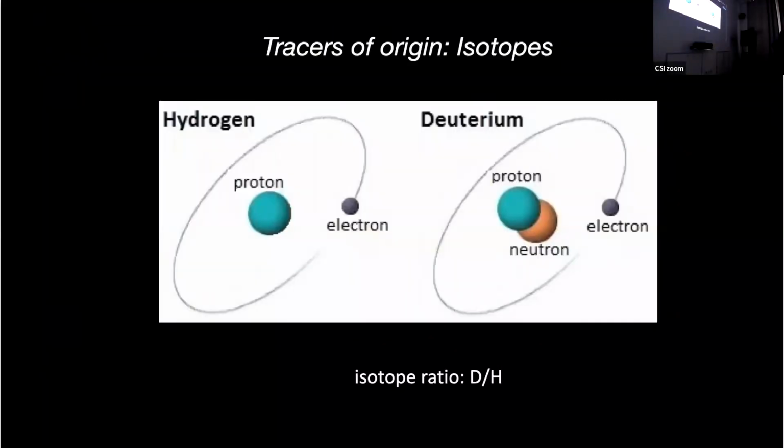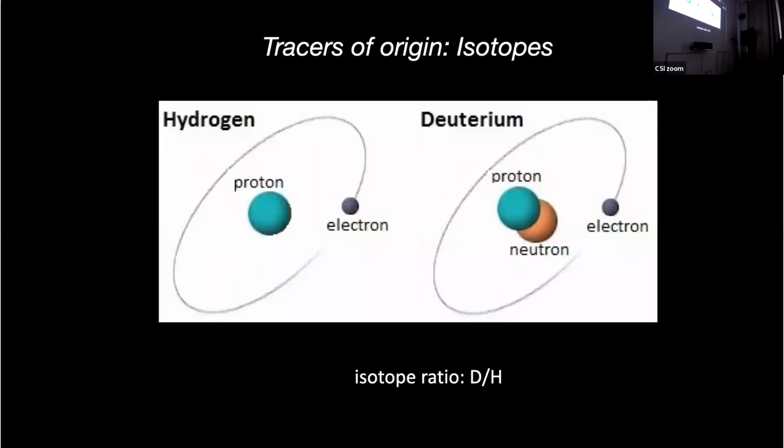All right, now I will go to our favorite tracers, because we are working with isotopes in our lab. It's a kind of specialty. And so just to remind you, the isotopes, these are the isotopes of hydrogen. Hydrogen, this is the simplest element.